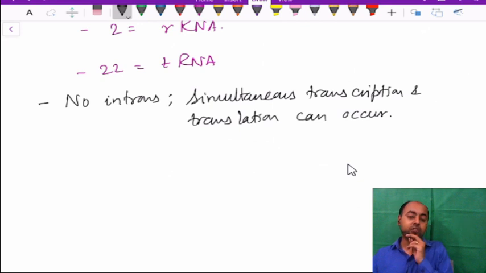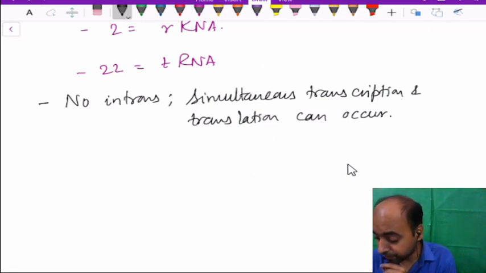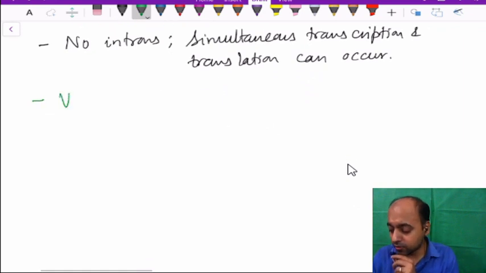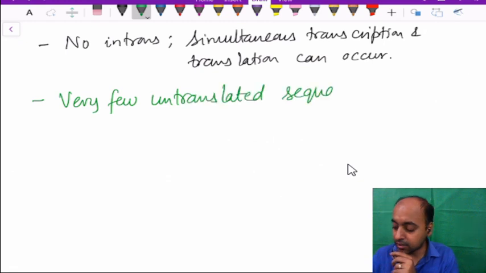You don't need to modify it. The introns are not there, so there is no cleavage required, joining of exons, etc. That part need not be done. In addition to no introns, we have very few untranslated sequences.